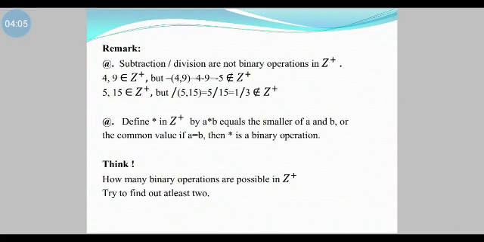Also, instead of these ordinary operations like addition, subtraction, division, multiplication, we can define other operations like star. One operation is explained here. We define star by A star B is equal to the smaller of A and B, or the common value if A is equal to B. Then star is a binary operation. Now think about how many binary operations are possible in Z plus. Try to find at least two others besides those we have already explained here.